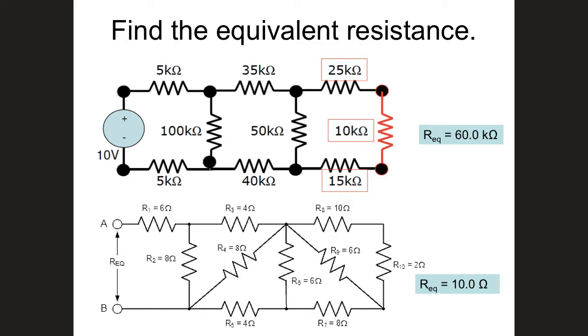So for this one, 25 ohms, 10 ohms, 15 ohms, there's no junction here, therefore this combination is going to be in series.